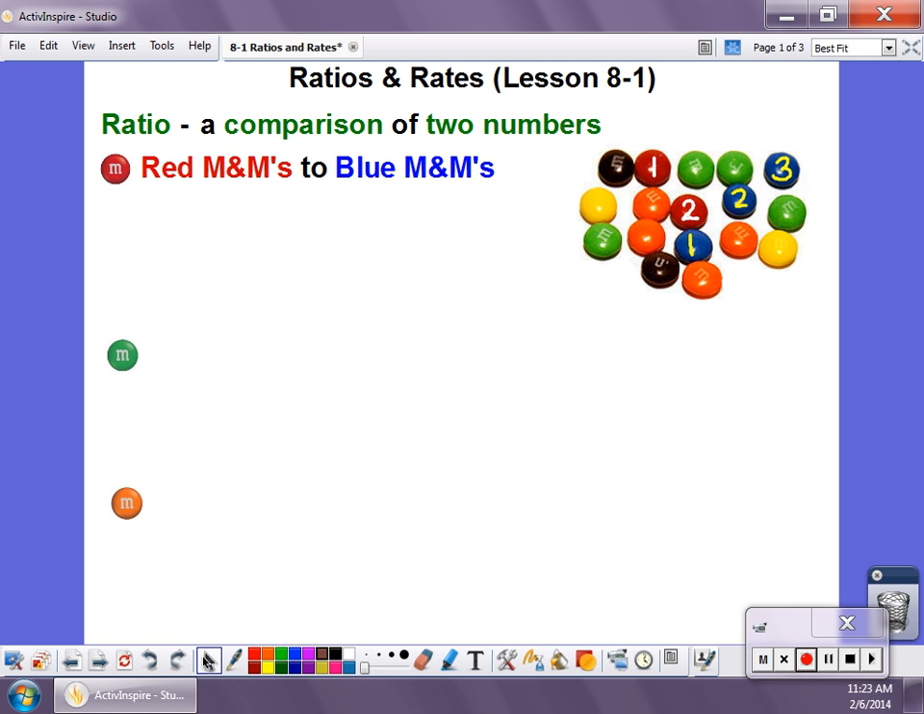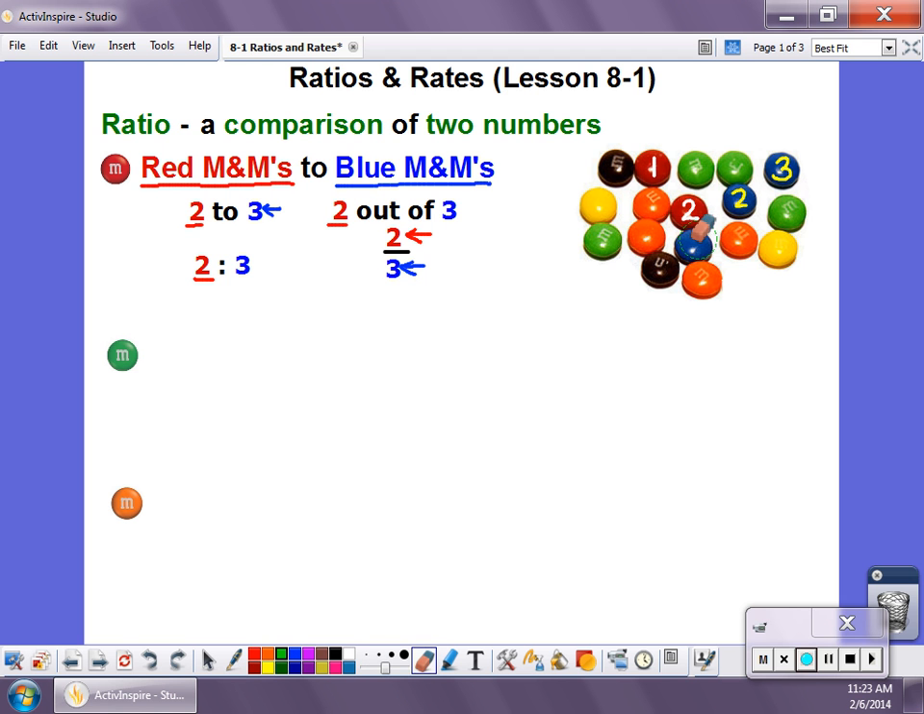So when you write a ratio, you can actually write it four different ways. You can write it using the word "to," 2 to 3, meaning I have 2 red M&Ms to every 3 blue M&Ms. 2 out of 3. I can use a colon, or I can write it as a fraction. The only thing you need to know is that whatever comes first in your comparison is also going to come first in your ratio, or it's going to be your numerator. Whatever comes second in the comparison is going to be written second, or it'll be your denominator.